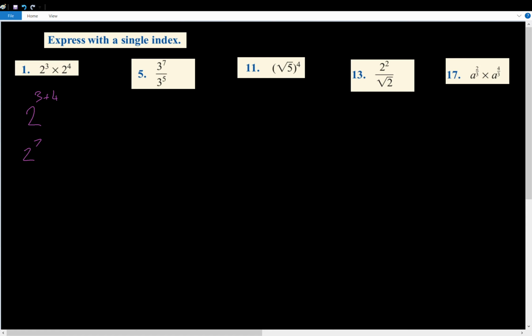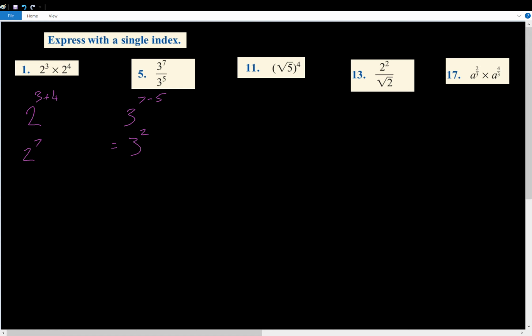For question 5, we have 3 to the power of 7 over 3 to the power of 5, which is going to require the use of our division rule. And the division rule would say that we're going to write 3 to the power of, and it's 7 minus 5. The top power minus the bottom power. And thus it's going to be equal to 3 to the power of 2. So that's that for question 5.